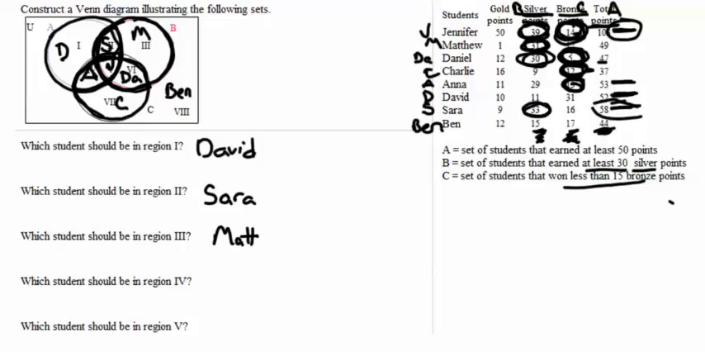Now there are other ways to do this, but this is probably the simplest way because the questions are pretty elementary now. Which student should be in region 4? Well, region 4 is over here. That's Anna. Which student should be in region 5? That was the one that was in all 3 of those sets, A, B, and C, and that was Jennifer.